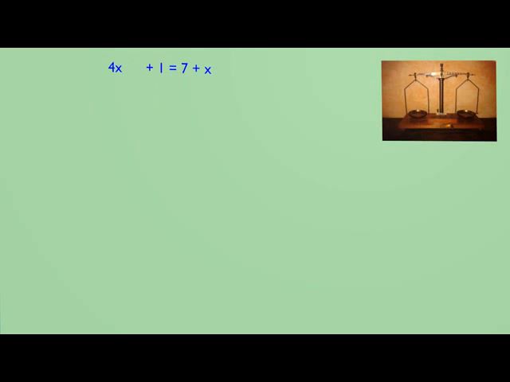Come on, let's do another one, but much more difficult. 4x plus 1 equals 7 plus x. To get rid of the x on the right, I do minus x. To keep the balance, I do the same thing on the left. So what I have left is 3x plus 1 equals 7. Great, I don't have x anymore on the right. To get rid of the 1 on the left, I take away 1. To keep equilibrium, I do the same on the right. Done, I have 3x left on the left.